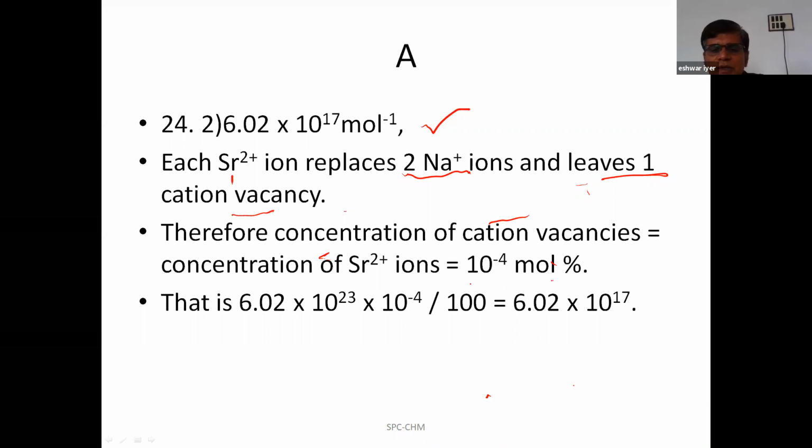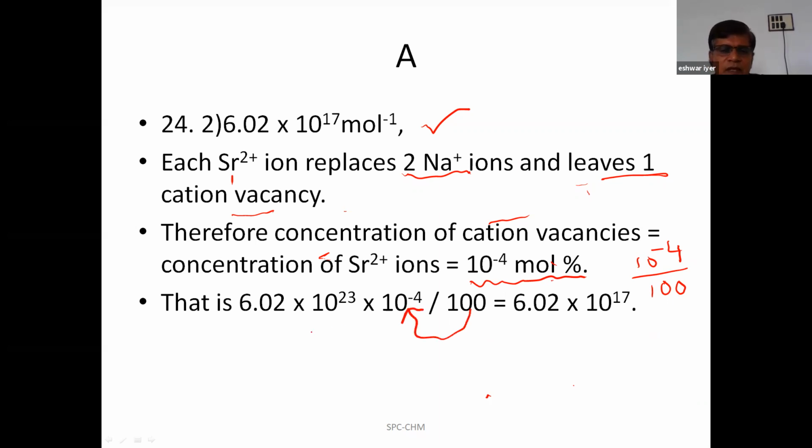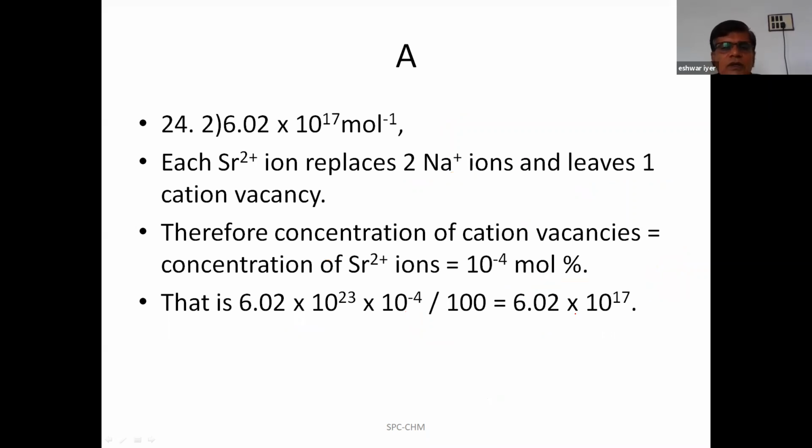So look at the concentration of strontium here. Mole percent means 10 to minus 4 mole strontium in 100 mole sodium ions. So for 100 moles we have 10 to minus 4 moles. Now you convert that into particles: 1 mole gives the Avogadro number, so multiply by 10 to minus 4 by 100. That comes to 6.02 into 10 to 17 cation vacancies.